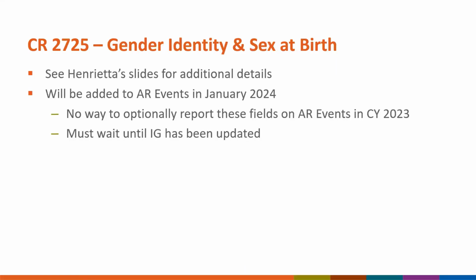CR 2725 was already covered by Henrietta, but we wanted to make the connection that these 2 fields will also be added to the AR event CDA. Because AR events are entered into NHSN via CDA only, there's no way to optionally report these fields in calendar year 2023. We'll need to wait until the IG has been updated and the updates are built into NHSN, which is estimated to take place for January 2024.